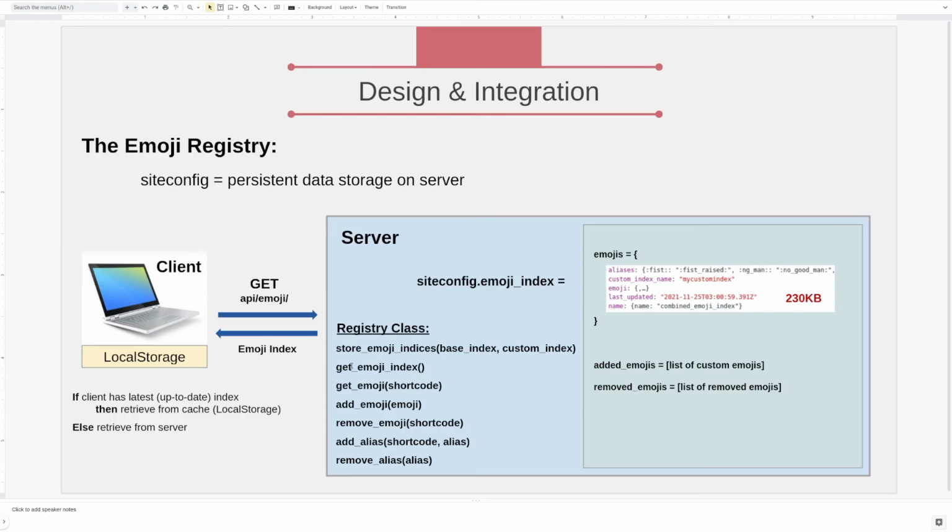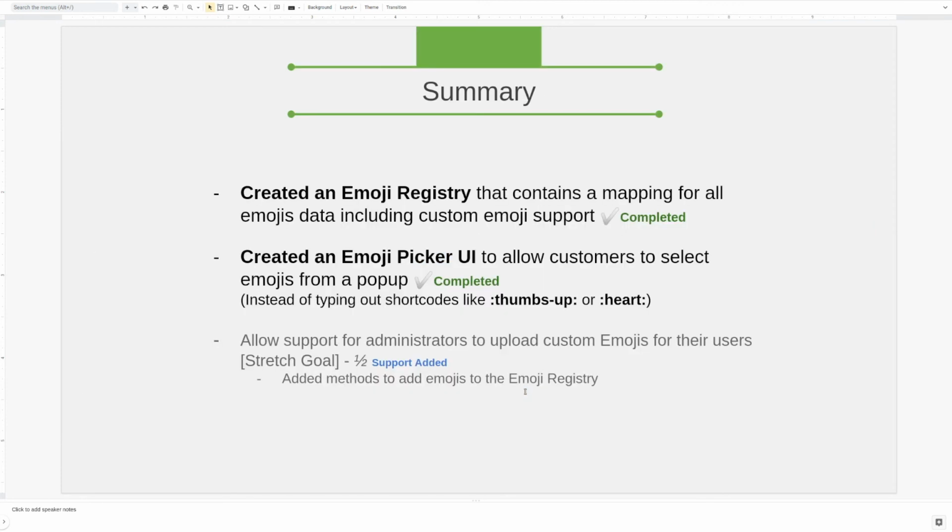So future developers can also use these methods to integrate adding custom emojis themselves. For Michelle Wang's project, she created a project where users can upload custom emojis. She can then use the add emoji method to add the actual emoji to the index. So in summary, for my project, I created an emoji registry, I created an emoji picker UI, and I added some methods to make it easier to manipulate the emoji registry.